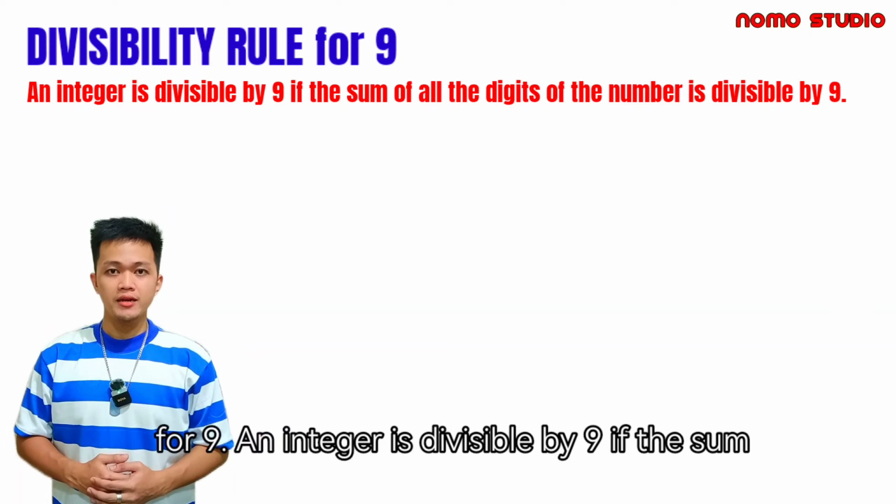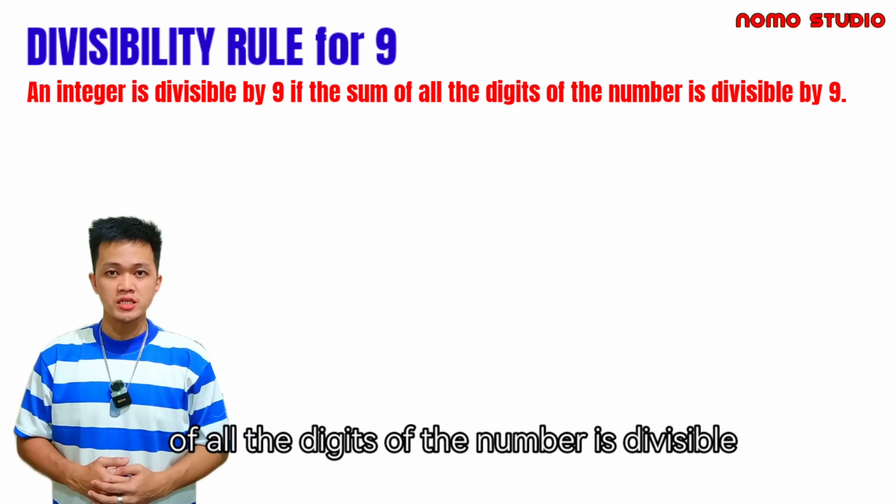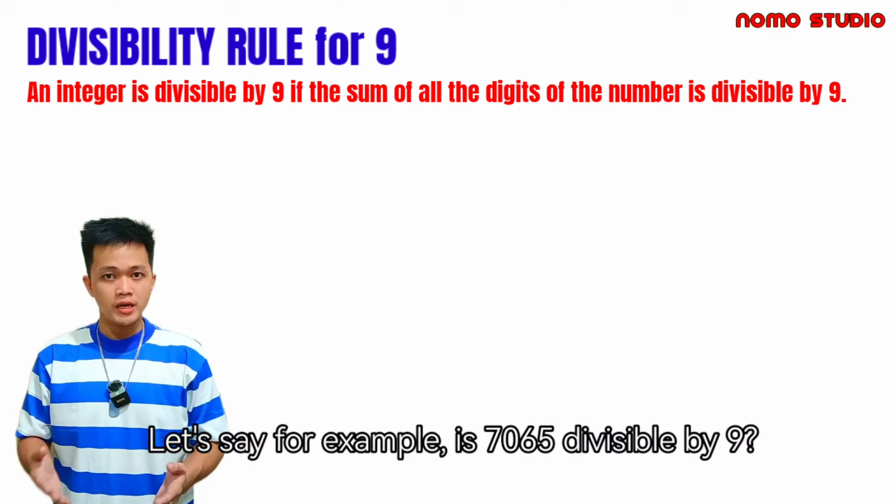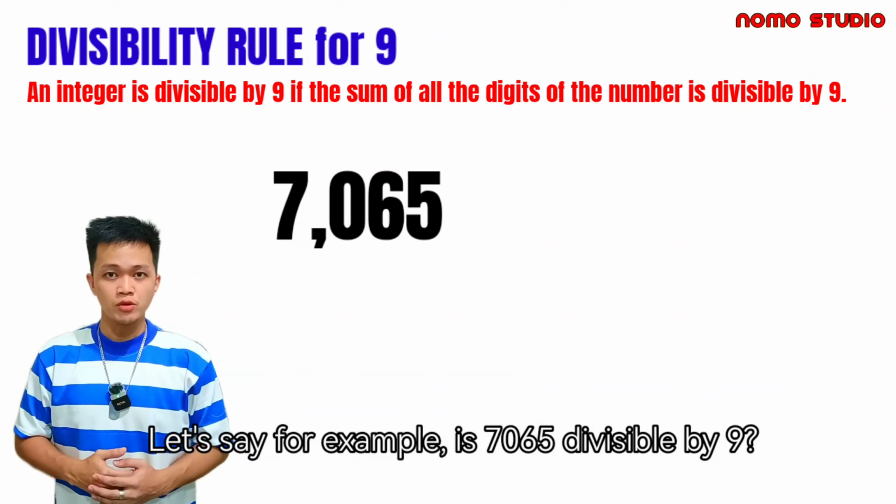And now let's proceed with the divisibility rule for 9. An integer is divisible by 9 if the sum of all the digits of the number is divisible by 9. Let's say for example, is 7,065 divisible by 9?